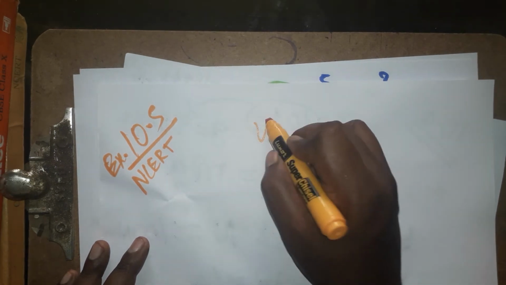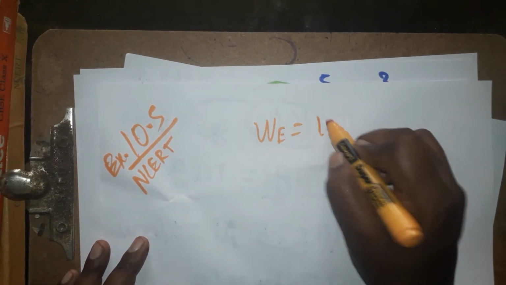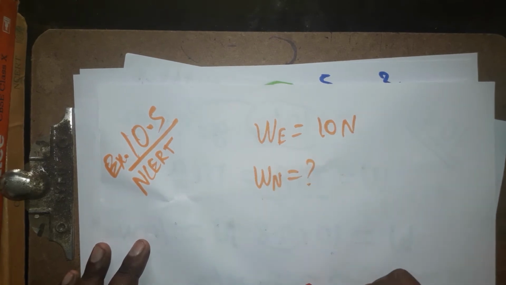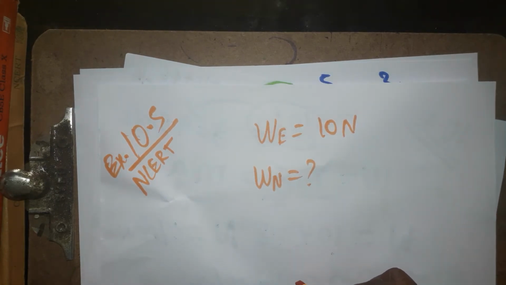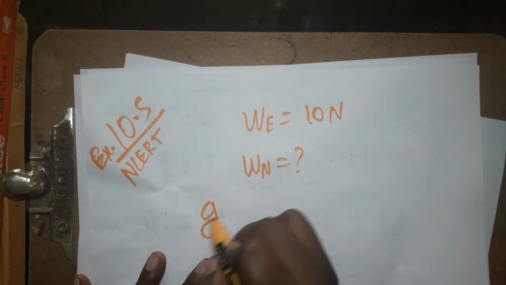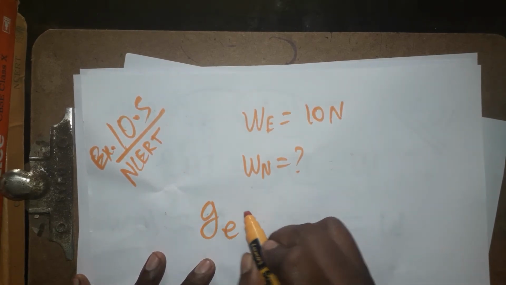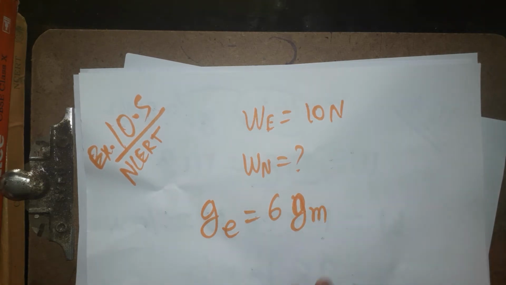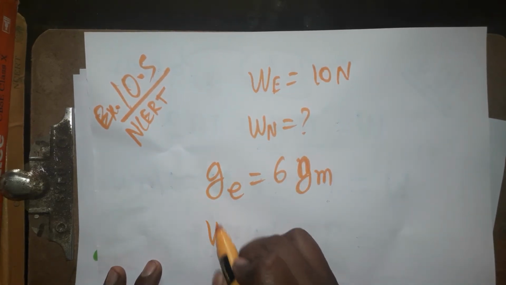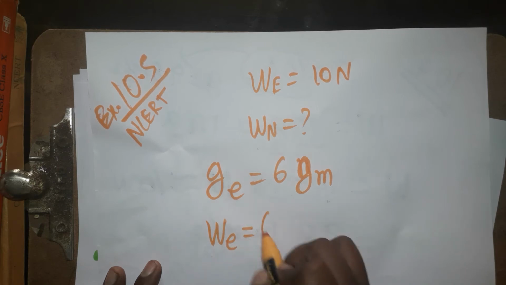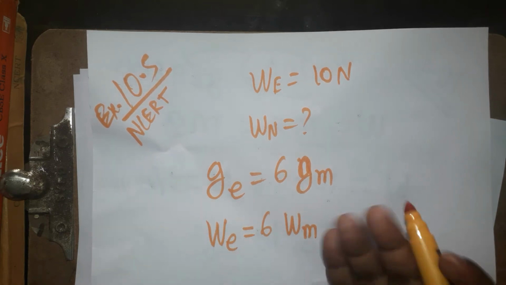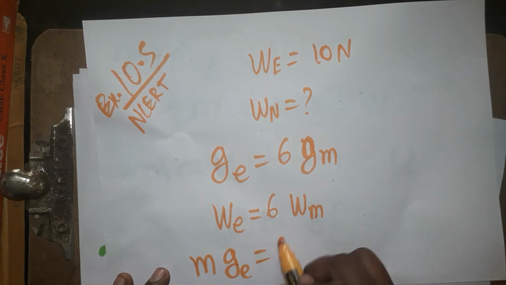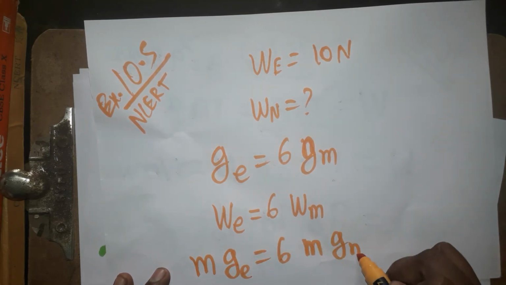Okay, weight on the earth surface is 10 Newton. They asked weight on the moon surface. Mass on the earth and mass on the moon will be the same. The gravity on the earth surface is going to be 6 times the gravity on the moon surface. That's the difference. The same difference we can maintain: weight on the earth surface is 6 times the weight on the moon surface. Mass is constant. So gravity on earth surface is 6 times gravity on the moon surface.